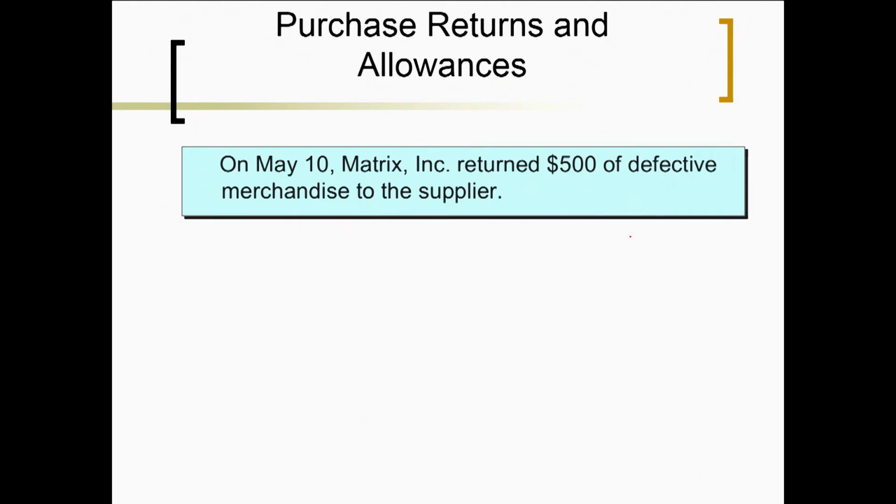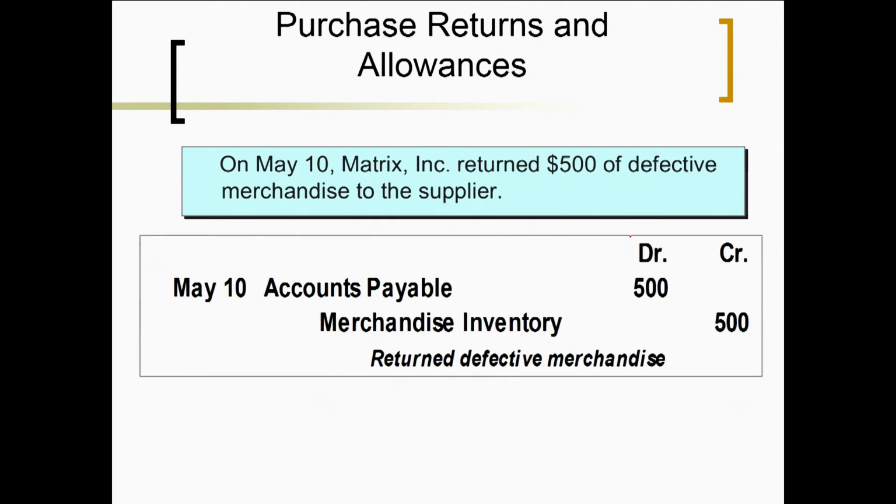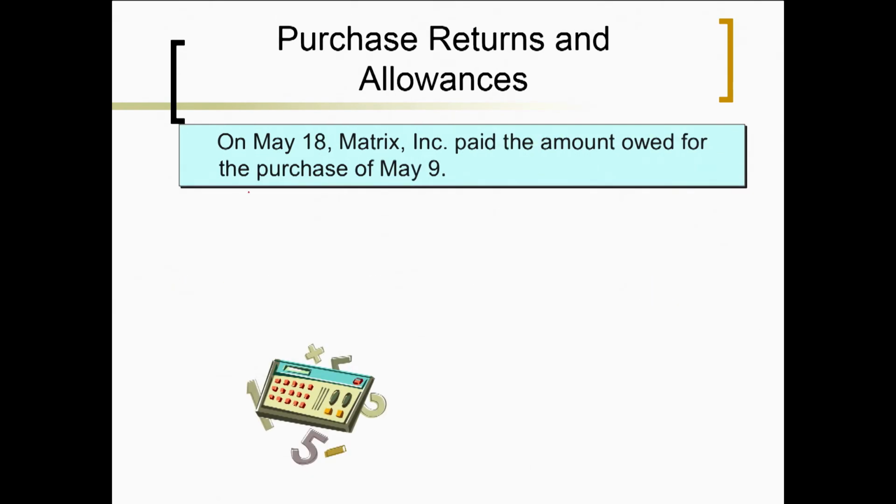Okay, but what happens on the 10th? We return $500 of defective merchandise to the supplier. Now we haven't paid yet, so we decrease merchandise inventory and we decrease our accounts payable to them, okay? So we owed $20,000 at one point, right? But we decreased it by $500. So what do we owe at this point? $19,500? Okay.